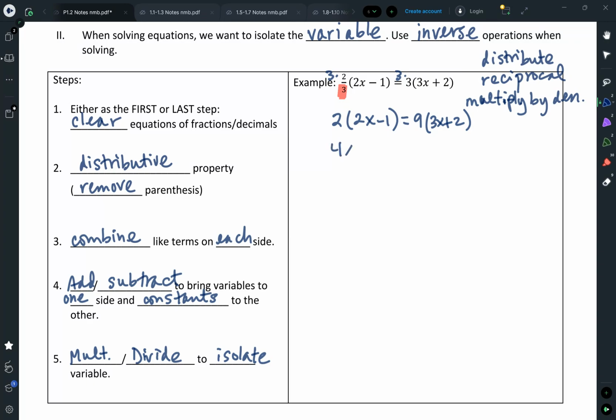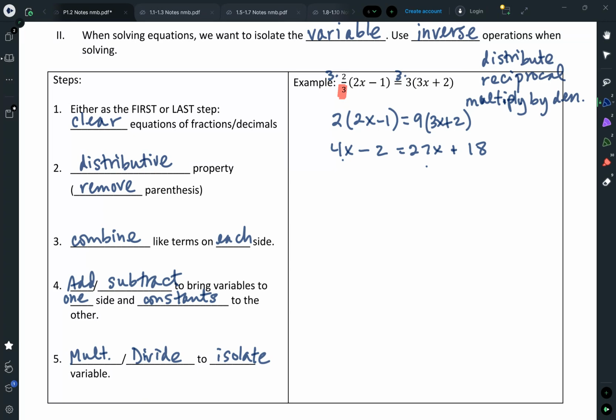Now we're going to distribute. Let's see, 9 times 3 is 27x. At this point, this is what we've got. We did all of our combining steps. So I have a variable term and a constant term, variable term, constant term on both sides. That's what I'm looking for.